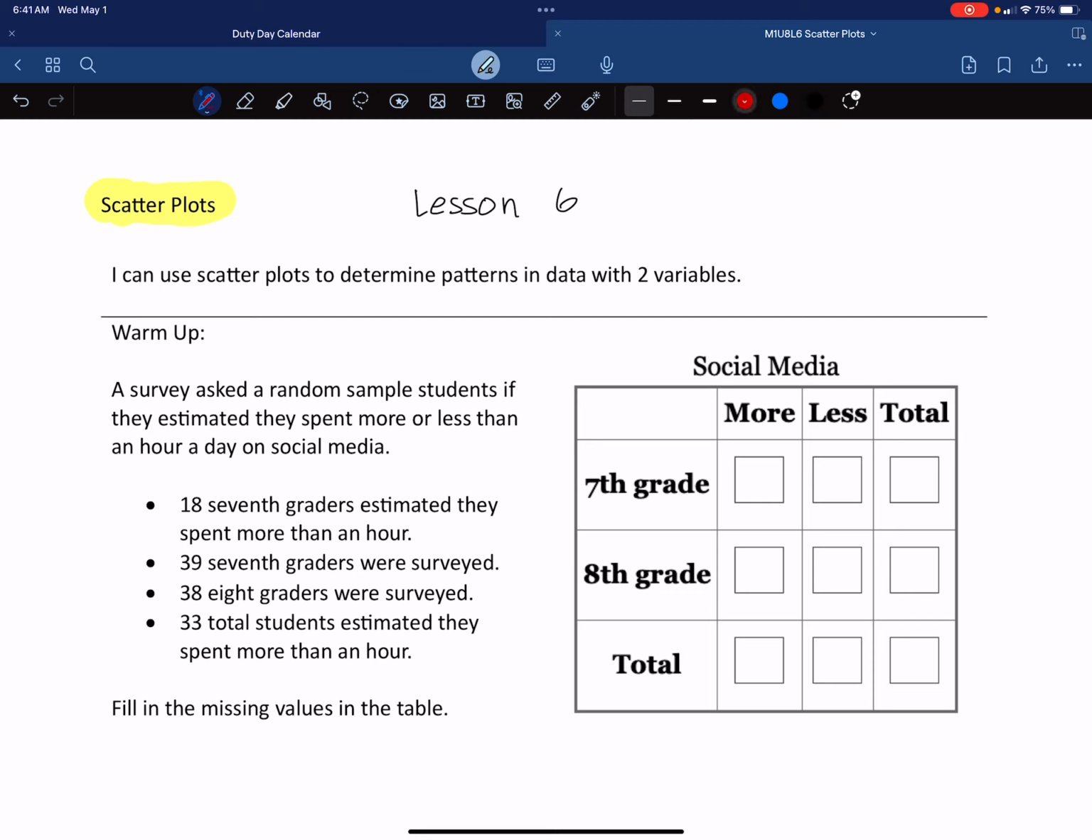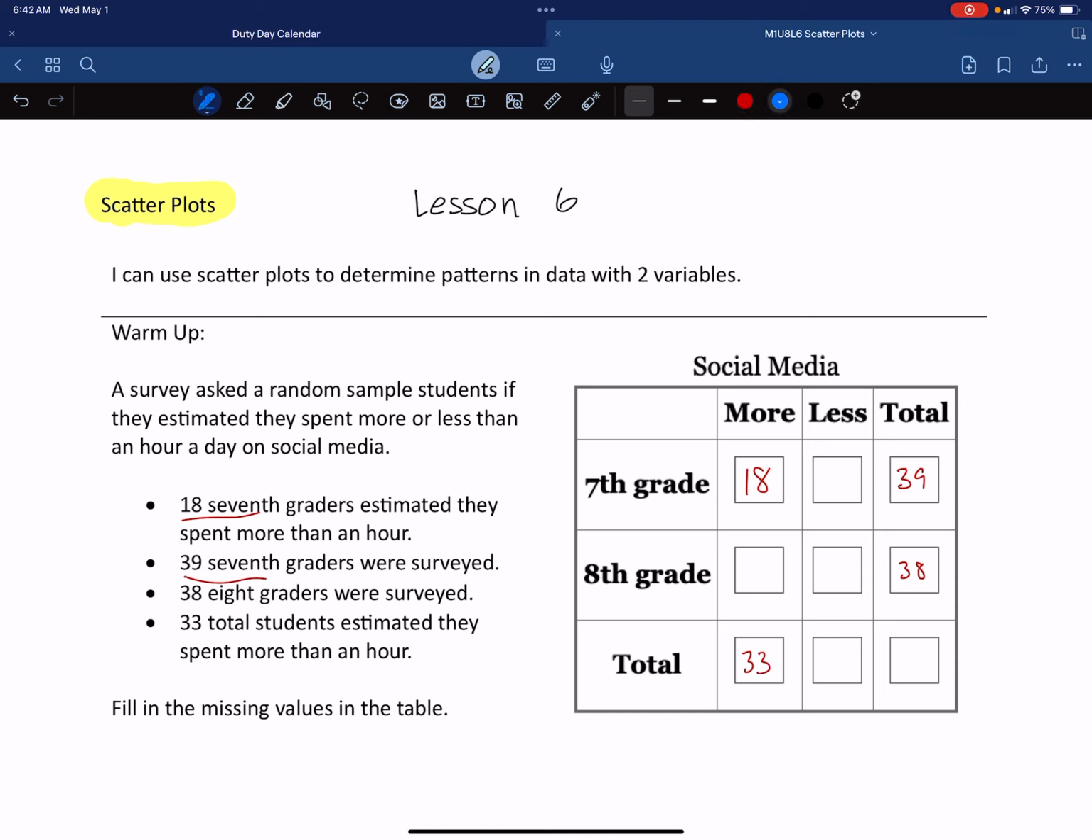Okay, so from here, we have 18 seventh graders who estimated they spent more than an hour on social media. So we go ahead and put 18 here. 39 seventh graders were surveyed, so in total, 39 seventh graders. 38 eighth graders were surveyed, so down here we're going to have 38. And then 33 total students estimated they spent more than an hour, so we're going to put 33 right here on social media.